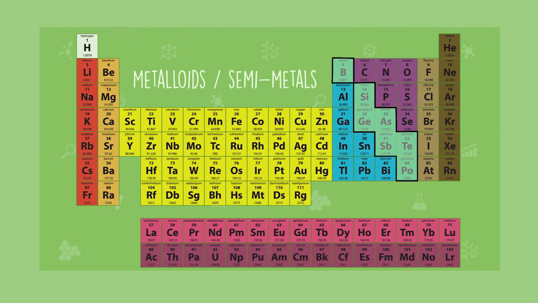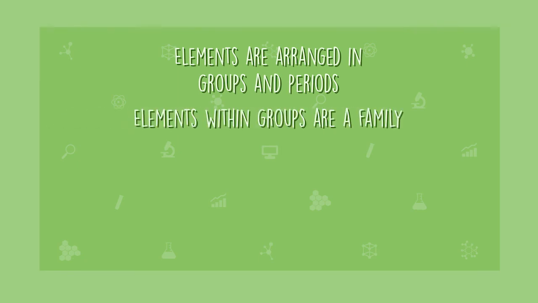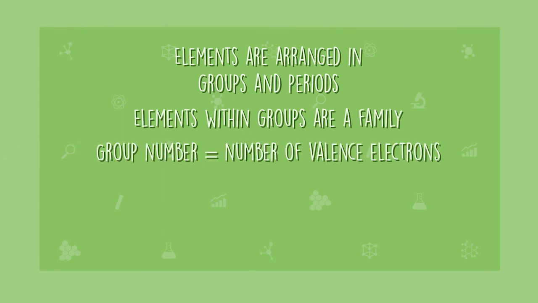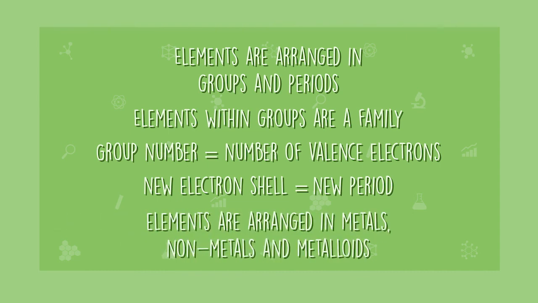To recap, elements on the periodic table are arranged in groups or columns and periods or rows. Groups are families of elements, meaning that elements within groups look similar and behave in similar ways. The number assigned to groups 1 to 8 indicates the number of valence electrons. Each time a new electron shell is started, this corresponds to a new period. And the periodic table can also be divided into metals, nonmetals, and metalloids.